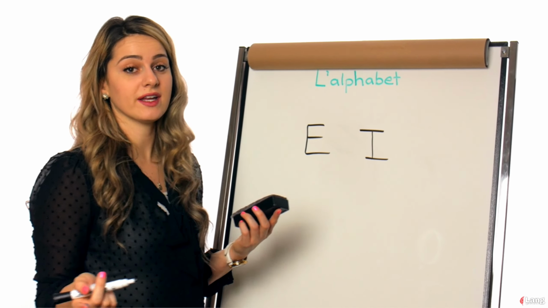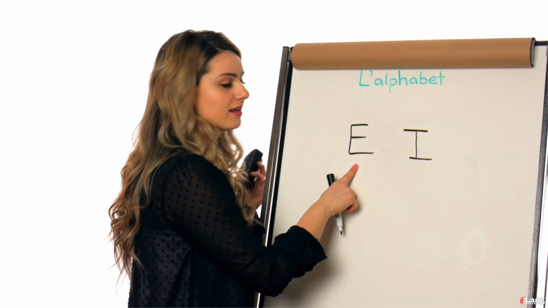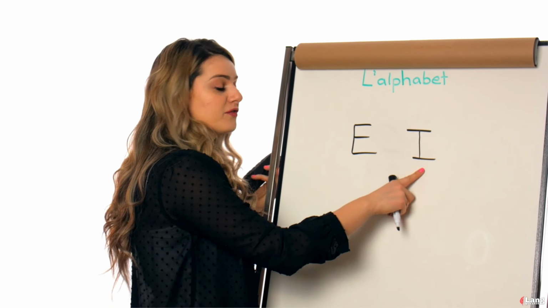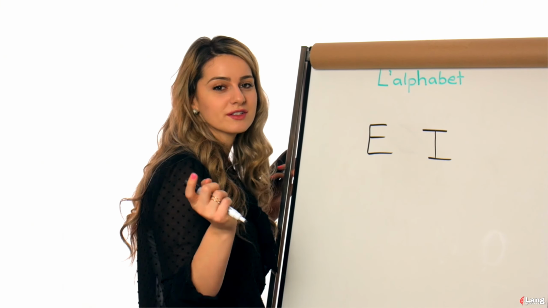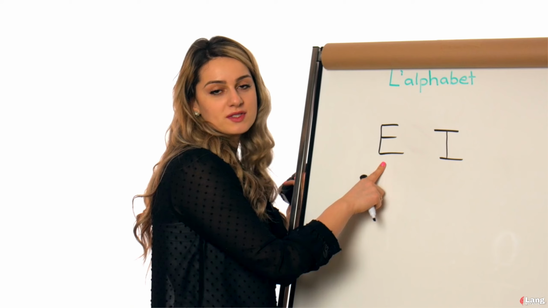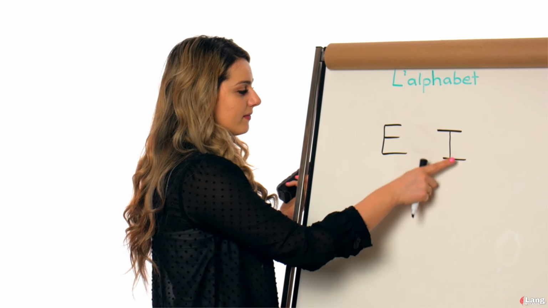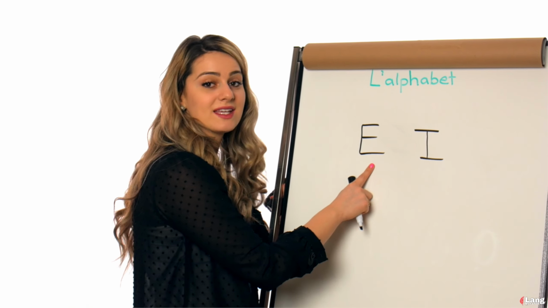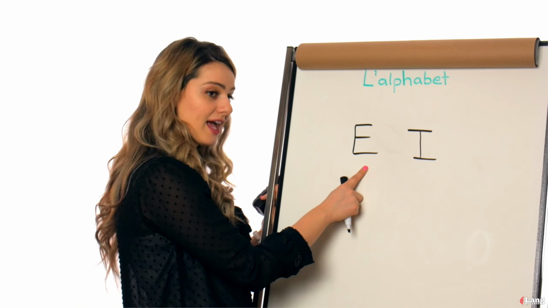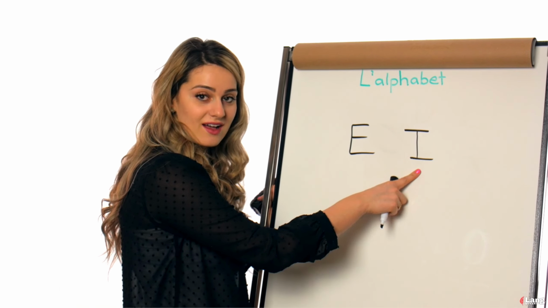if you were to read in English, you would say E, right? And then if you would read this in English, you would say I. Here's a little trick. In French, you would say E, and you would read this E. So the way you read the E in English is actually how you would pronounce the I in French.